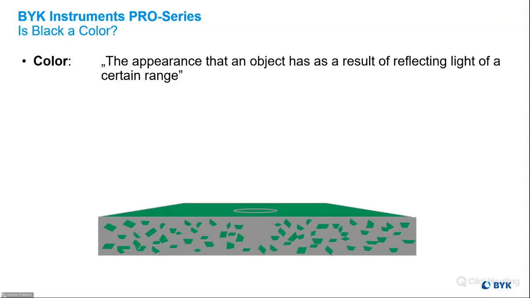Color is defined as the appearance that an object has as a result of reflecting light of a certain range. The concept is: white light strikes an opaque sample, and then we have to deal with 2 types of reflectance from the surface. First, the specular reflection. White light hits the surface, and from the top layer, white light is reflected, a small part of the total light, and this we call gloss or specular reflectance.